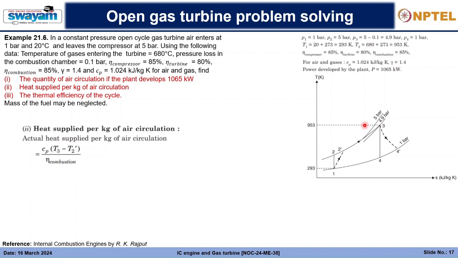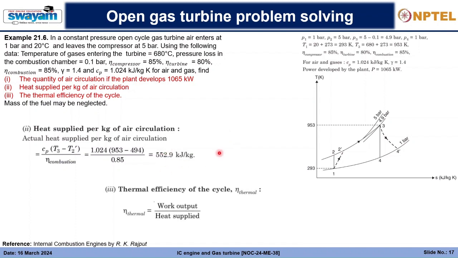The answer is yes, because the value of Cp is not too sensitive to a very small pressure difference. The value of Cp will remain almost constant, and hence for a very small pressure loss, we can still use the value of Cp like this. So we have used the value of Cp, and the actual heat supplied will be 552.9 kilojoule per kg.